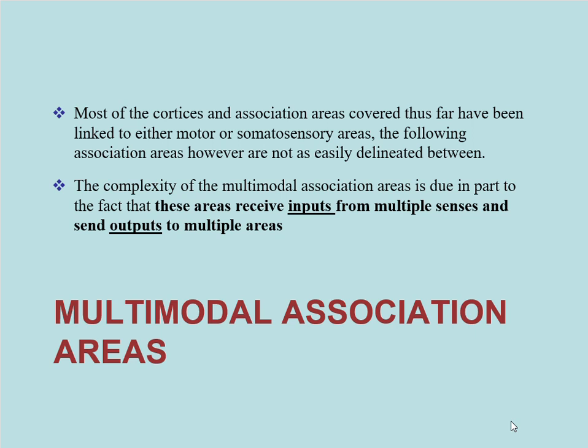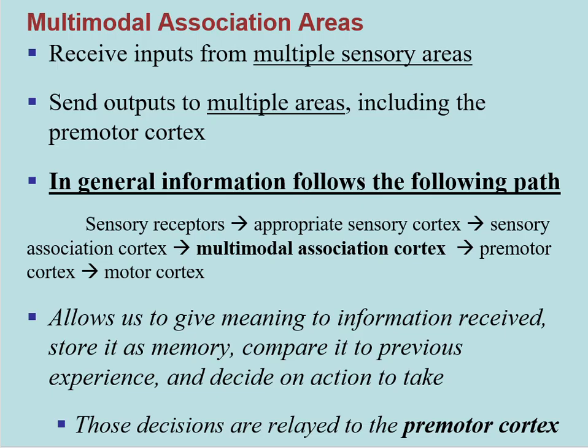Now, the reason for this complexity is these multimodal association areas receive multiple inputs from multiple senses, and they send outputs to multiple areas. So they're just more complicated. So that's why we're looking at them second. So let's look at some of the multimodal association areas. First, just to review, they receive inputs from multiple sensory areas. They send outputs to multiple areas, including the premotor cortex.